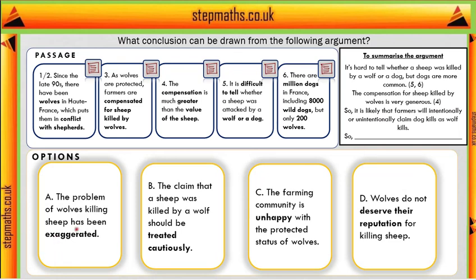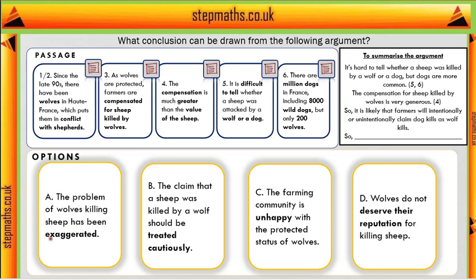So if we look at A, it says the problem of wolves killing sheep has been exaggerated. So that means that people are basically saying wolves kill more sheep than is actually the case. Does that follow from what we've been told? Well, we did say it's likely that some dog kills will actually be claimed as wolf kills. But the trouble with A is that it's not just saying this could happen, it's saying it's definitely happened. So people have been over-reporting wolf kills.